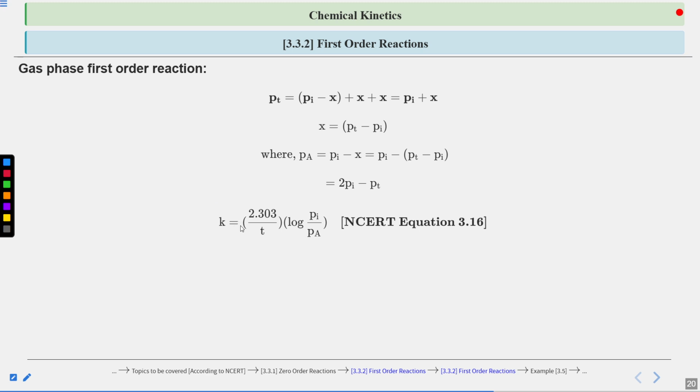So k is given as 2.303 by t log of Pi upon Pa, that is P initial upon the pressure of the A reactant. This is NCERT equation 3.16. You can also write it as 2.303 by t log of P initial upon, and Pa is coming out as 2Pi minus Pt. So k equals 2.303 by t log of Pi upon 2Pi minus Pt. In terms of the pressure of A, we have written the rate constant value.